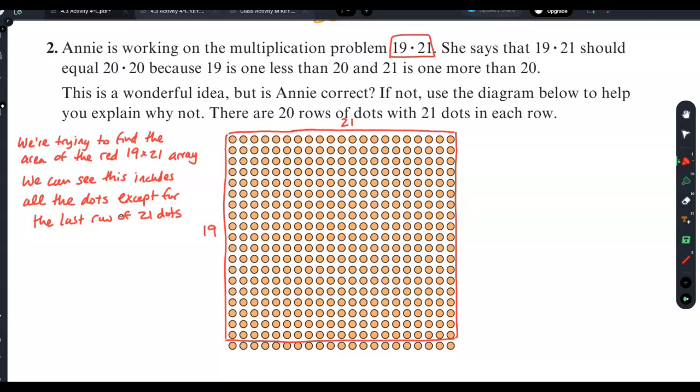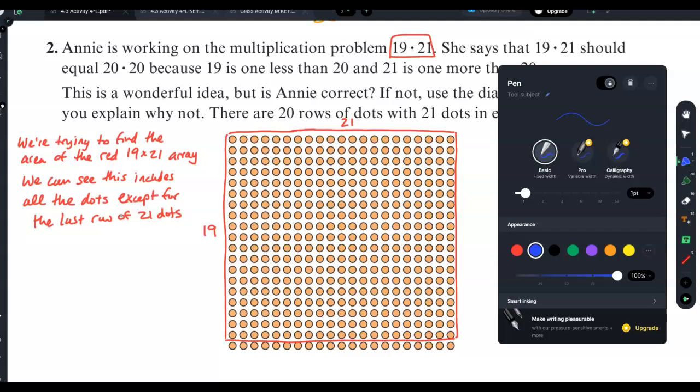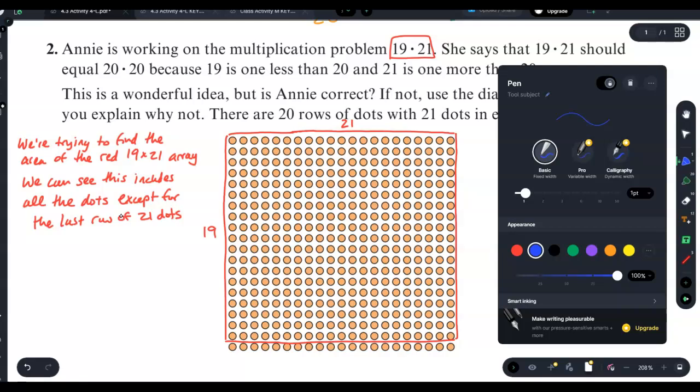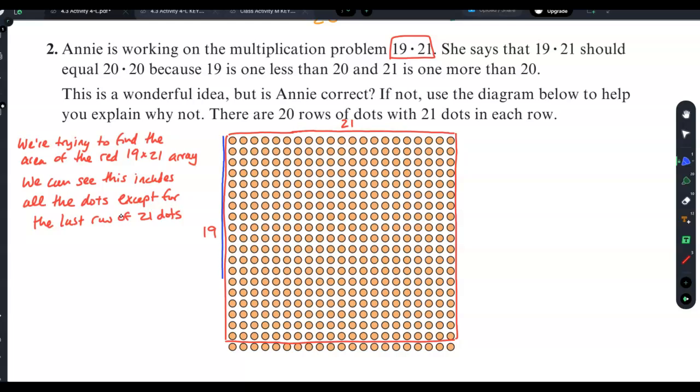So then her idea is she wants to say, well, can I just do 20 by 20, right? Can I just say that's going to give me the same thing as a 20 by 20 array? So let's outline that one. So 20 rows, and I'm going to use blue. So 20 rows would be all of the rows. But now, instead of 21 dots in each row, I'm only doing 20 dots in each row. So when I outline this, I'm going to include all the rows, but I'm not going to include all the columns. I'm going to exclude that last column.